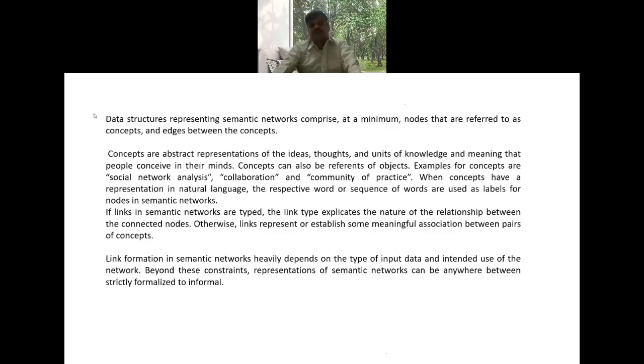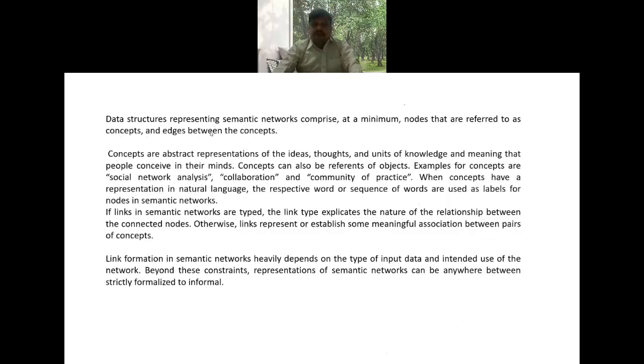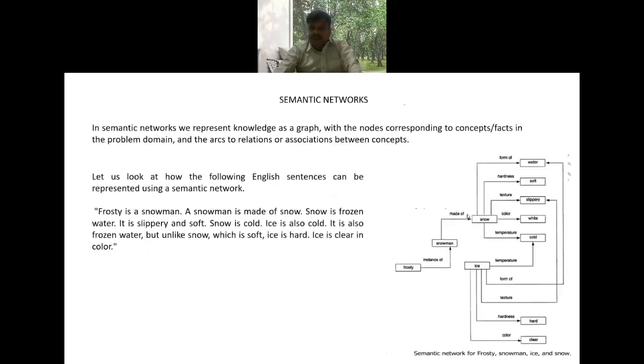Okay, so basically the data structures representing semantic networks comprise at minimum nodes that are referred to as concepts. The nodes, whatever nodes we had seen just now, these nodes are known as concepts. Okay, and edges between the concepts. What are the edges between concepts? These arrow marks are arcs. There is no need for this particular rectangular arrow. Okay, we can draw some arc also.